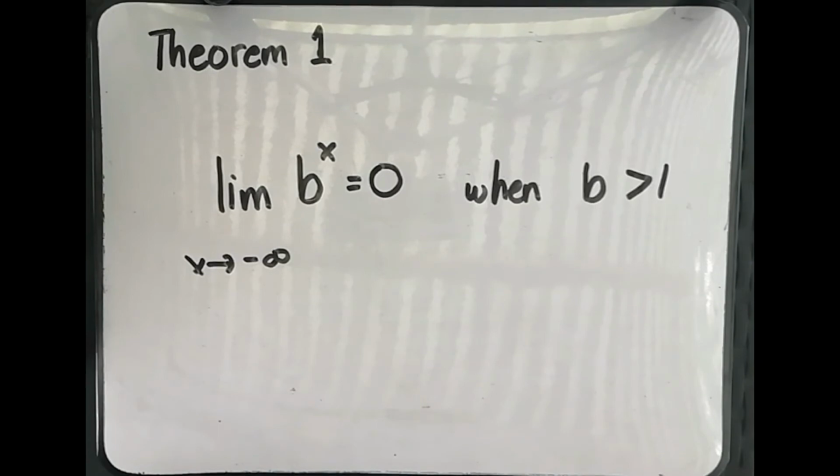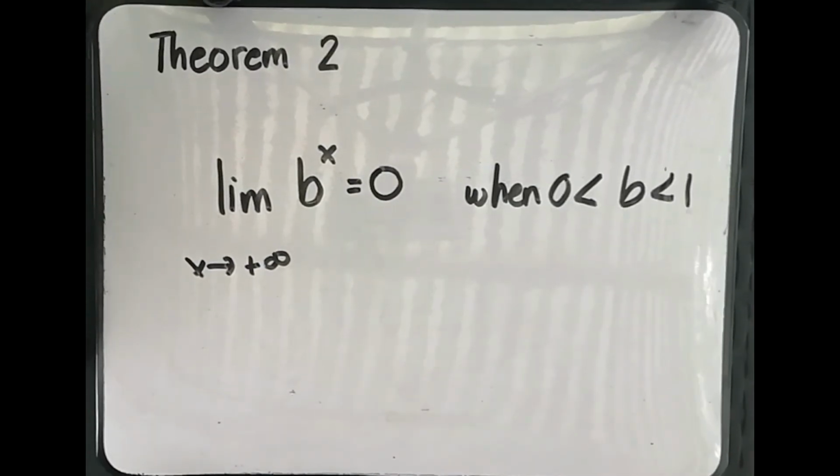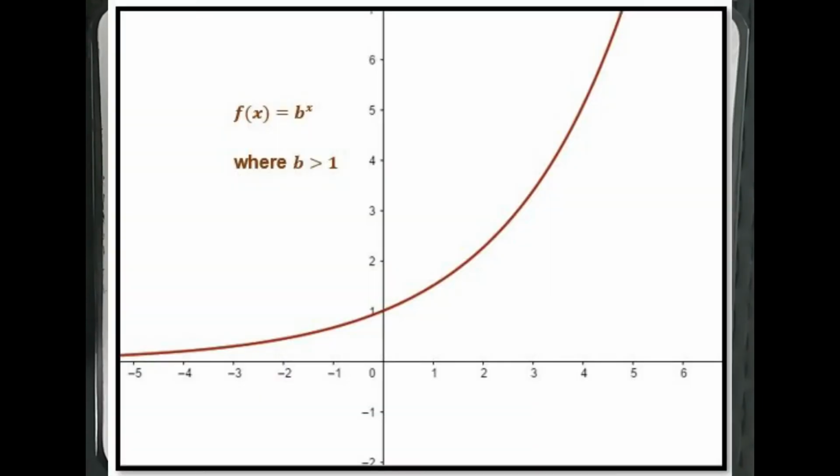Theorem number 1 states that the limit of b raised to x as x approaches negative infinity is equal to 0 when b is greater than 1. While theorem number 2 states that the limit of b raised to x as x approaches positive infinity is equal to 0 when b is greater than 0 but less than 1. Itong dalawang theorems na ito can actually be observed pag tinignan natin yung graph ng b raised to x natin.